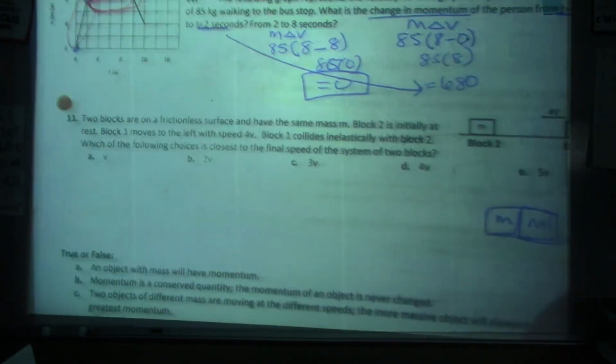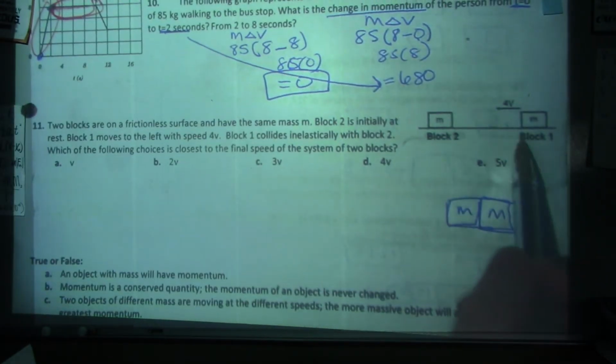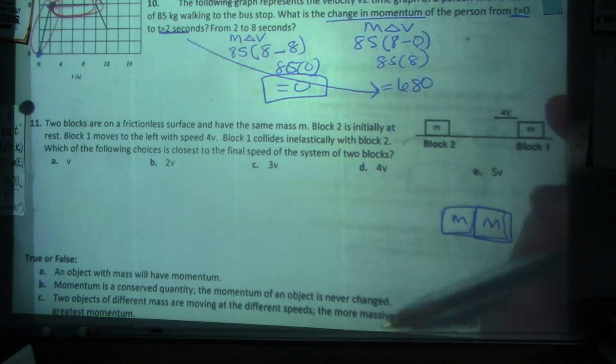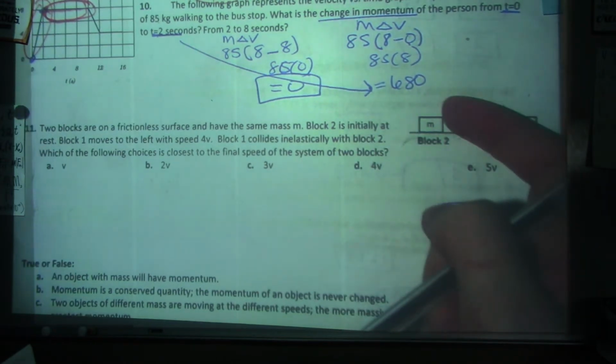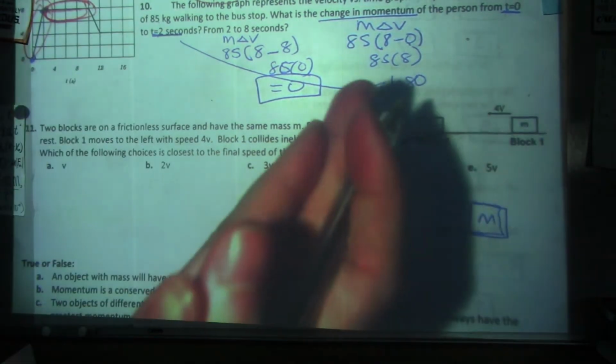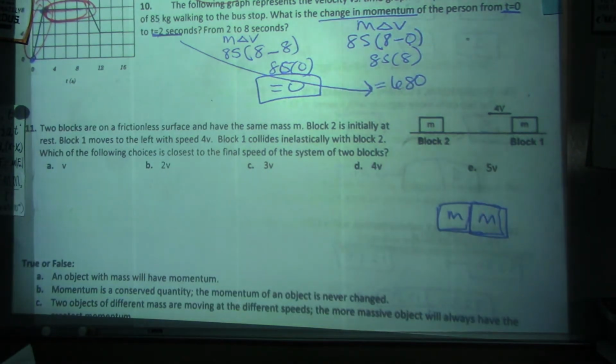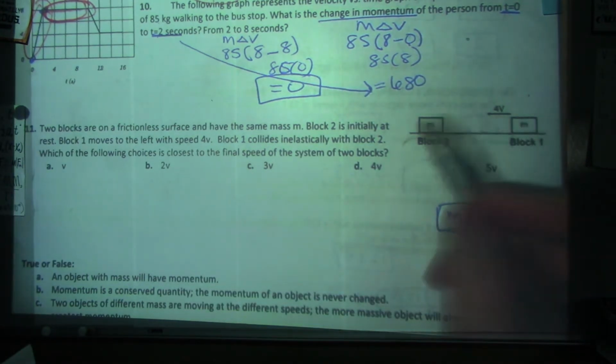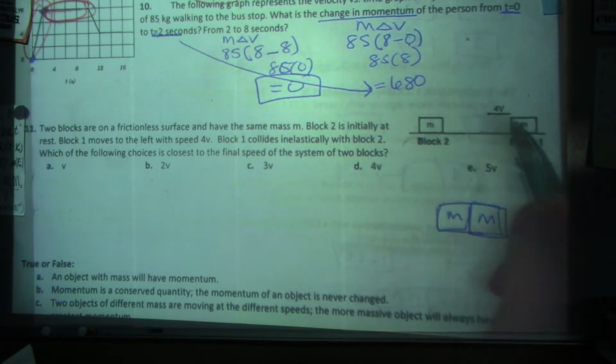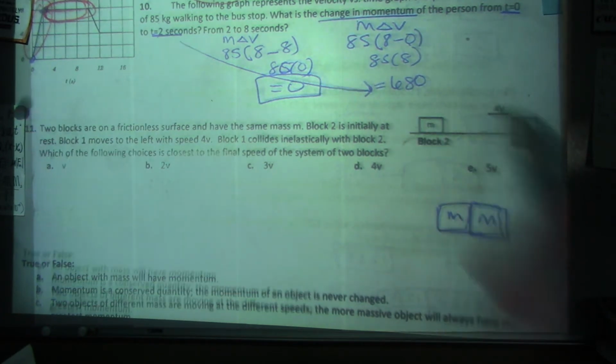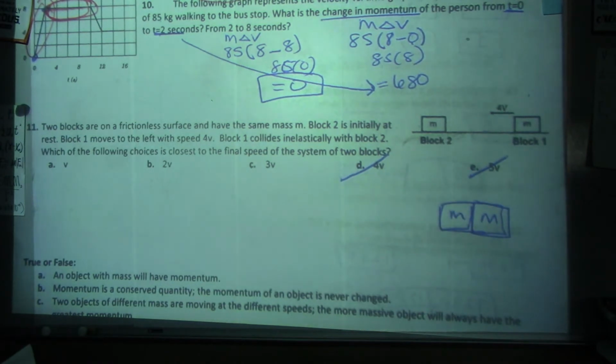Two blocks on a frictionless surface have the same mass m. Block 2 initially is at rest, and this one comes with the speed of 4v, and it collides inelastically, meaning they stick together. So you can think about when this comes in and it sticks with the second mass, we are now doubling its mass, so more mass means it's going to go slower, so we can cross off D and E, because we know that it goes slower.